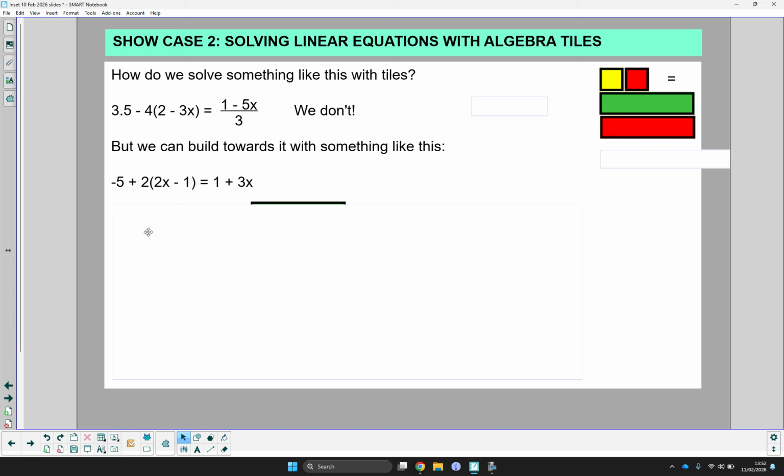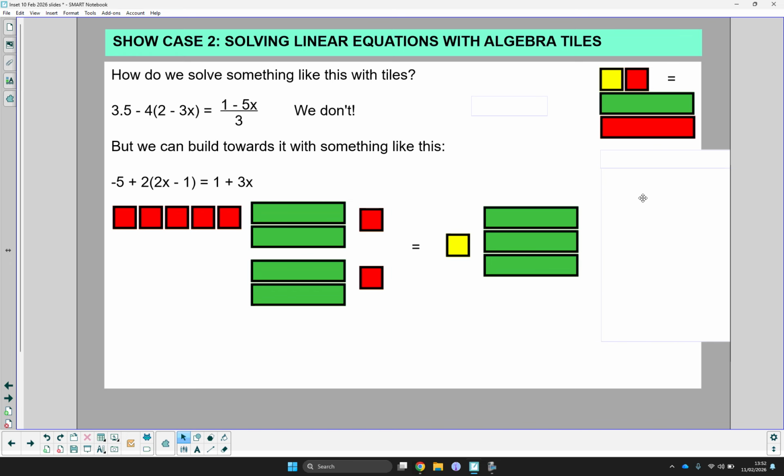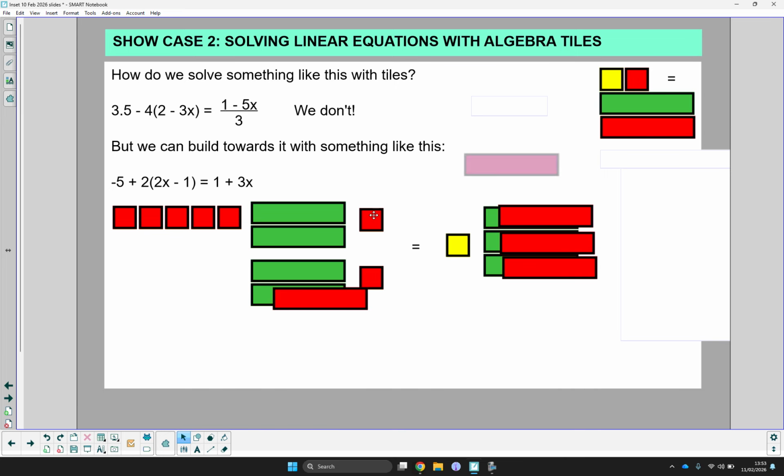I could build an equation like this. So we can see the brackets represented here. We've got x's on each side. You can build some quite complicated things with the algebra tiles. And again, we would just solve this by adding 3 negatives to each side. This idea of a 0 pair, and solving there.